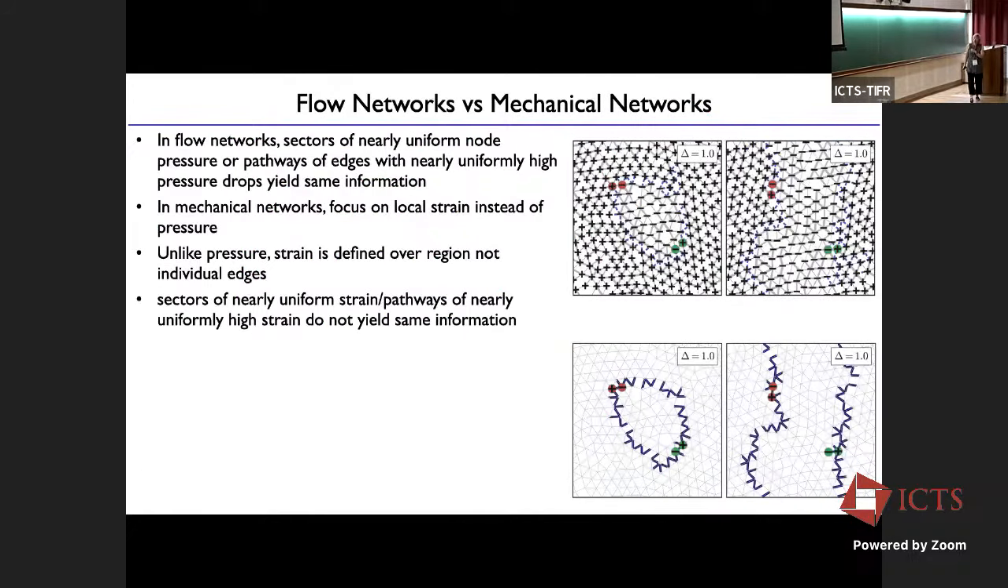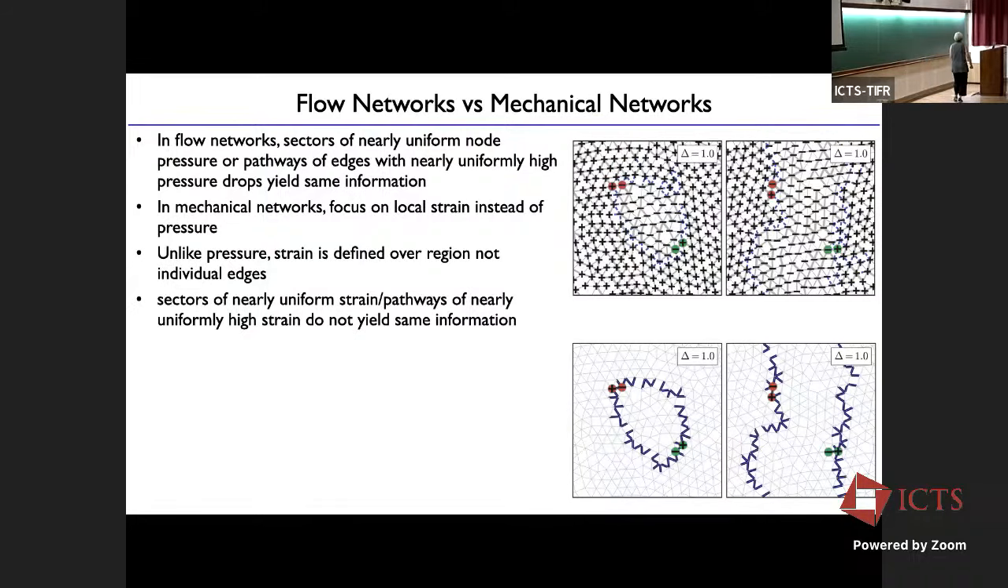Okay. All right. So that's flow networks. So it really works. It tells us quantitatively for flow networks what we want to know. What about mechanical networks? Well, mechanical networks are different. And why? Because strain is defined over a region, not over a single edge, like in the flow networks. And because it's defined over a whole region, what you get when you go up in strain is not the same as what you get when you go down. Those actually give you 2 different pieces of information, okay?